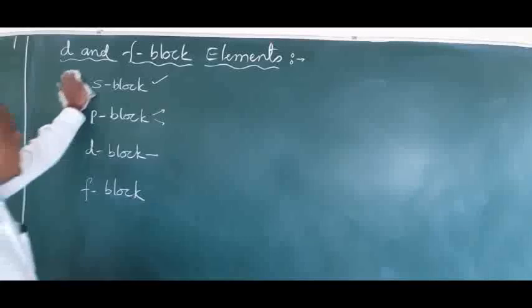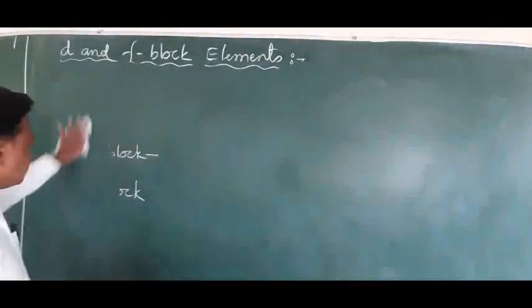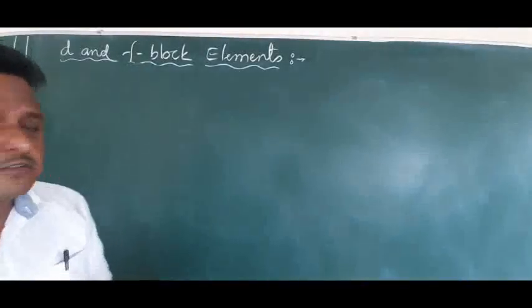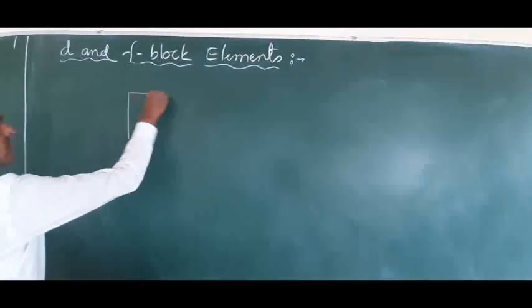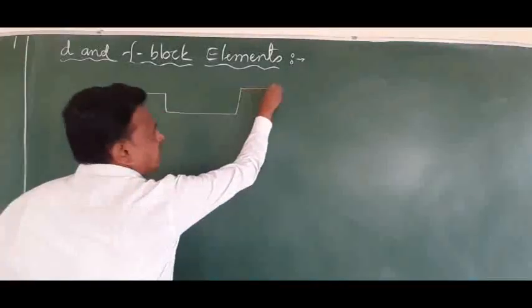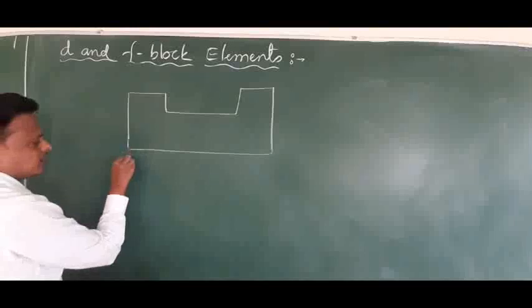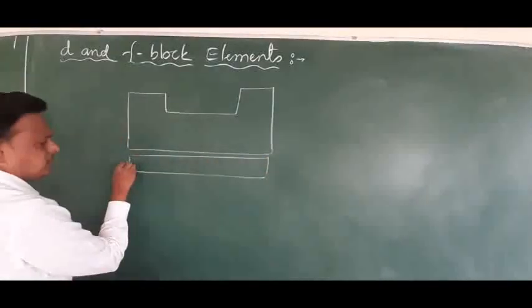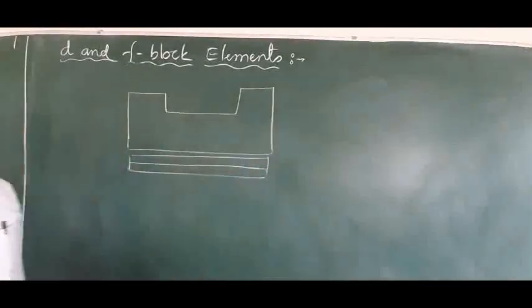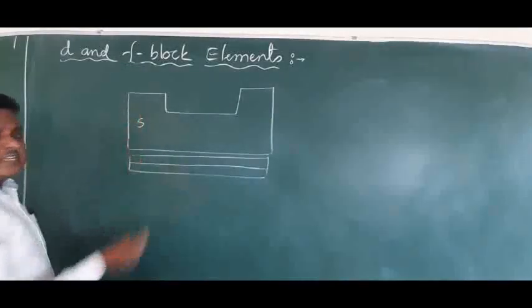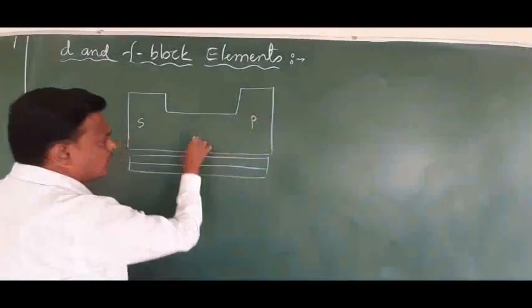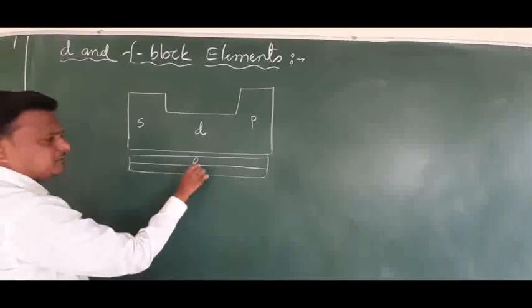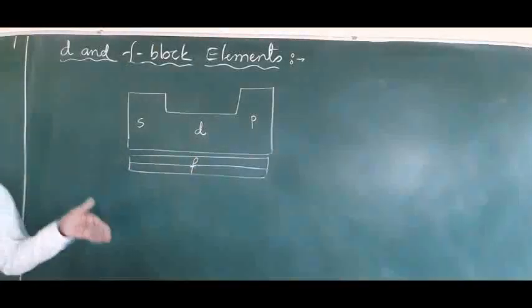Okay, friends, where the D block is located is very important. Consider this as our model of the periodic table. It's simple. This is our model. Here, this part we call the S block, this is the P block, the D block, and this is F, which consists of lanthanides and actinoids.